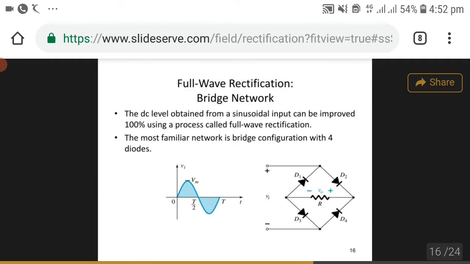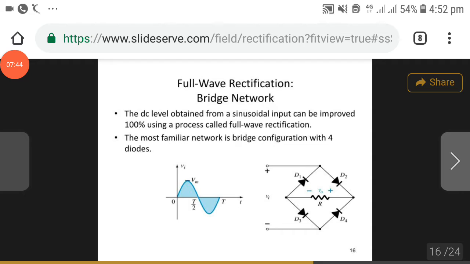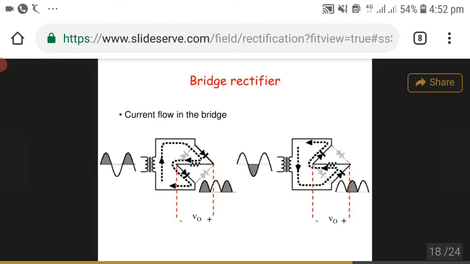The full wave bridge rectification is as shown in figure. The full wave bridge rectifier consists of 4 diodes, diode D1, D2, D3 and D4. The diodes D1 and D4 conduct in positive half cycle, while diodes D2 and D3 conduct in negative half cycle. Figure shows the diodes D1 and D4 conduct in positive half cycle. So in the positive half cycle, diodes D1 and D4 conduct, and D2 and D3 conduct in negative half cycle. In bridge rectifier, the current flow is as shown in figure.